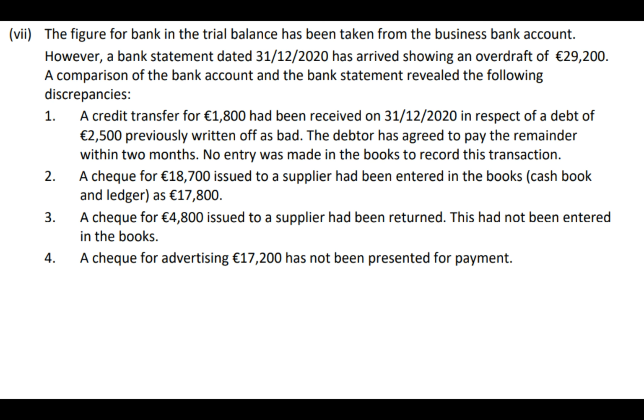Number 2. A cheque for 18,700 issued to a supplier had been entered in the books, cash book and ledger, as 17,800. Number 3. A cheque for 4,800 issued to a supplier had been returned. This had not been entered in the books. Number 4. A cheque for advertising, 17,200, has not been presented for payment.